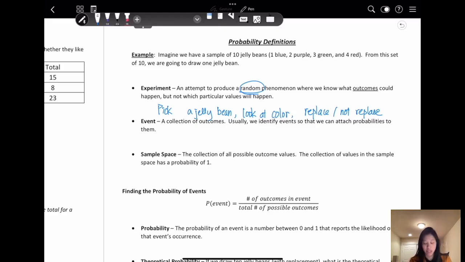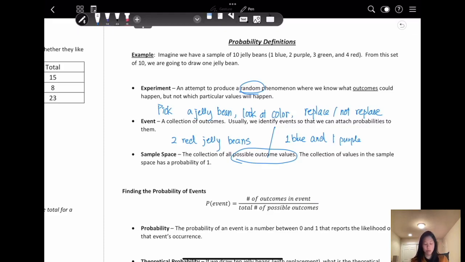An event is a collection of outcomes. Usually we identify events so that we can attach probability to them. Such as the event of, okay, I want you to specifically pick 2 red jelly beans, or I want you to specifically pick 1 blue jelly bean and another 1 purple jelly bean. These are called events. The sample space is the collection of all the possible outcome values. The collection of the values in the sample space has probability of 1.